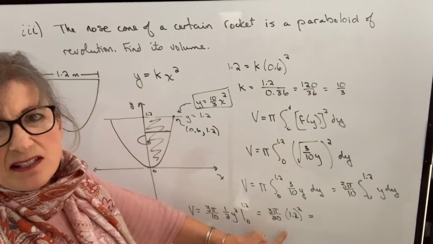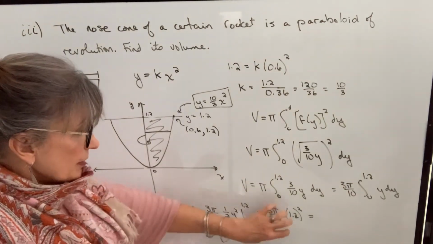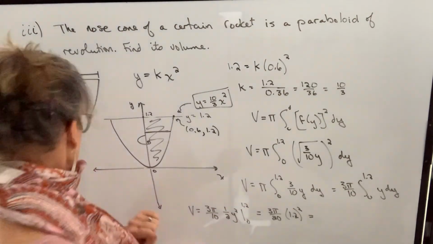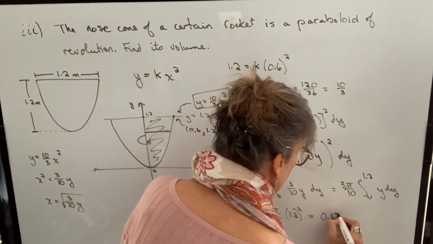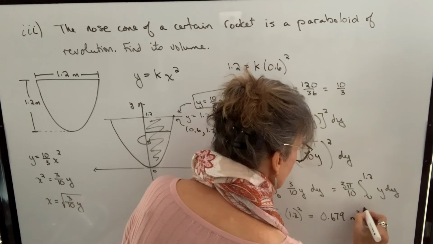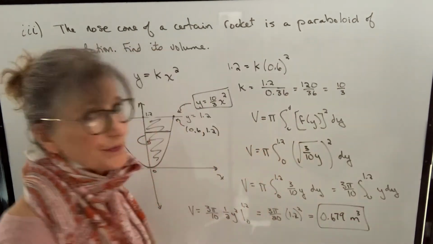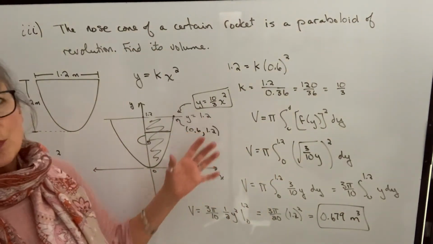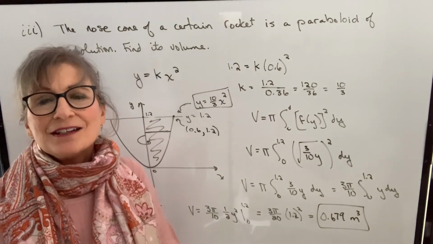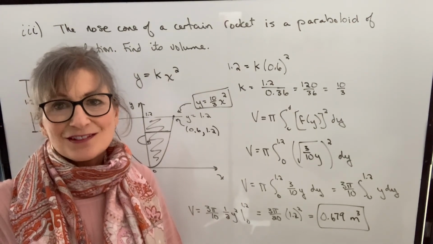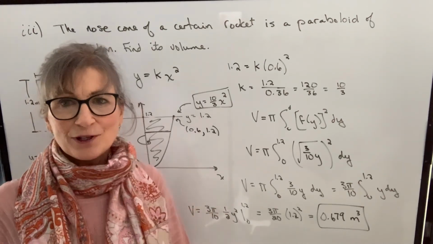I don't want to leave this exact because we're going to have a decimal in there. So I'm going to calculate this on my calculator, and I get 0.679. And it's in meters, so my volume will be cubic meters. So again, just another example of a question that you might see where you have to come up with the graph and the function. So hopefully this will help you tackle those kinds of questions.